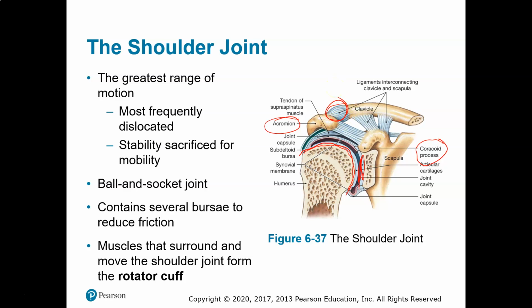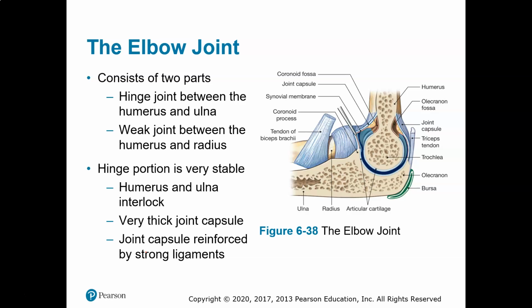So the shoulder joint has the greatest range of motion of any joint, but it's also most frequently dislocated, and it's an example of stability being sacrificed for mobility. It's a ball and socket joint. And you can have bursitis in your shoulder joint. Another important part of the shoulder joint is a set of muscles called the rotator cuff muscles.